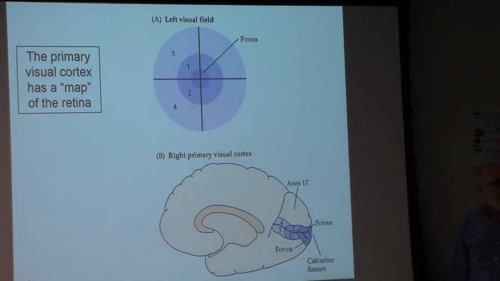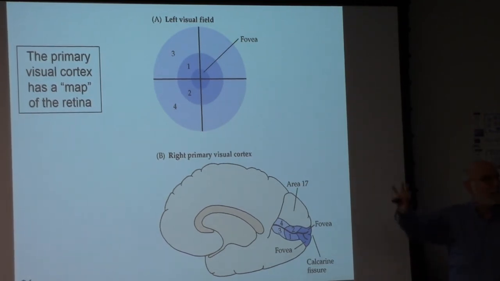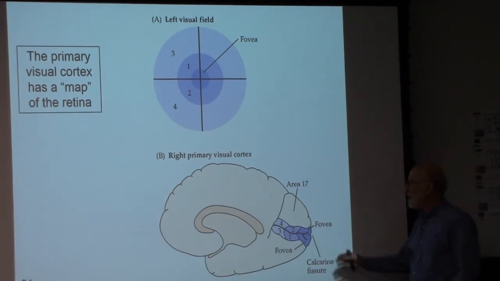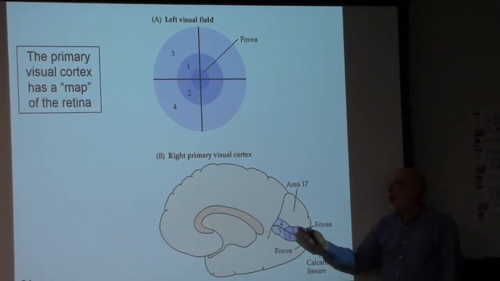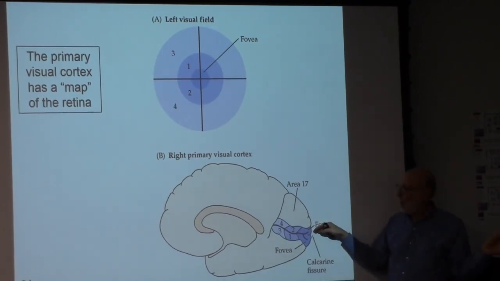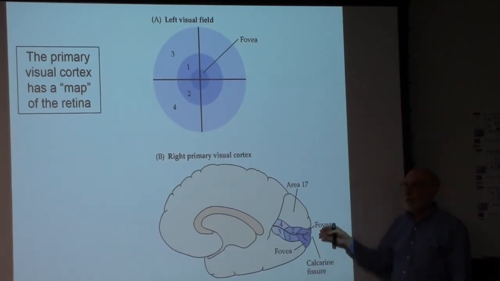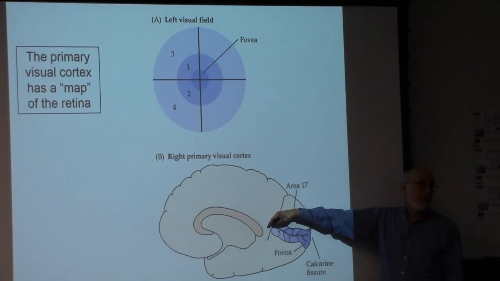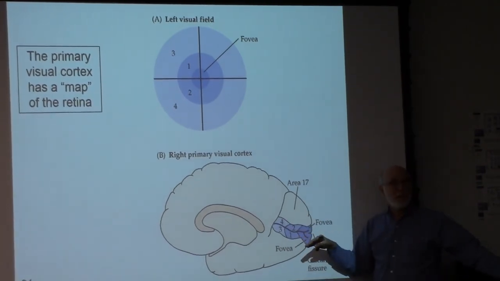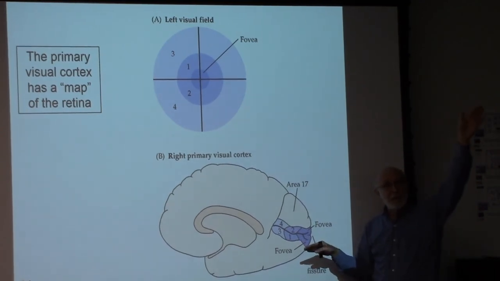And so what you see in the left primary visual cortex would correspond to the right visual field, that would be stuff going on over here. You have the upper right quadrant and the lower right. So the things to learn here are that the fovea is most posterior in the map, and the more peripheral is less posterior. Lower visual field above the sulcus, upper visual field below the sulcus.